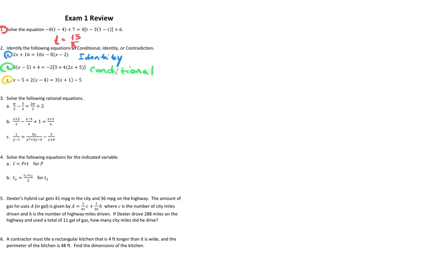Okay, for part C, we're going to do the same thing we did before, where we're just going to work on simplifying and distributing everything out. Oops, that's supposed to be minus. 2(x minus 4) equals 3x plus 1 minus 5. Okay, so if we distribute everything out, we're going to have 2x minus 8 equals 3x plus 3 minus 5. So now we combine all our like terms. We wind up with 3x minus 13 equals 3x minus 2.